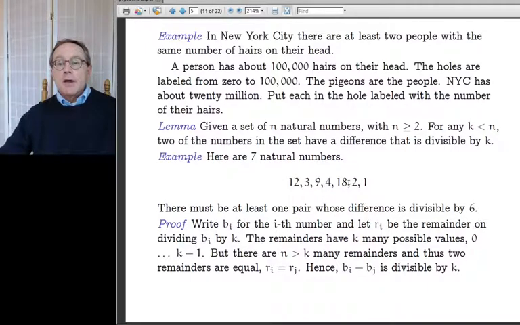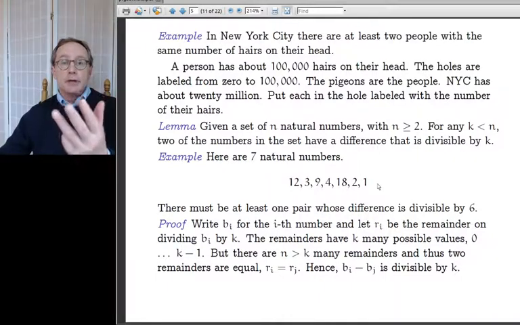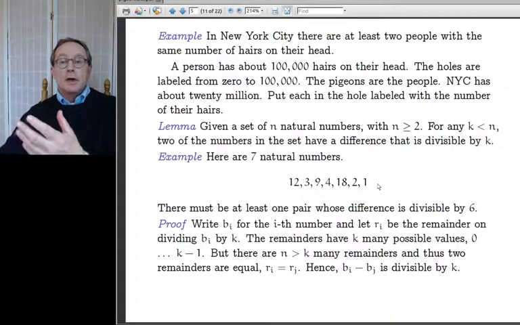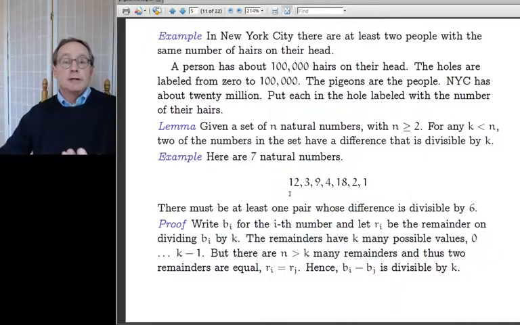There are 7 numbers here, and I'm going to divide by 6. So there's got to be 7 remainders, but there's only 6 possible remainders. You could have remainder 0, remainder 1, remainder 2, remainder 3, remainder 4, remainder 5. But you can't have remainder 6 or 7 or 8. If you're dividing by 6, you can't have remainder 6. You just can't. Okay, so there are 7 numbers. When you divide each of these numbers by 6, you get 7 remainders.